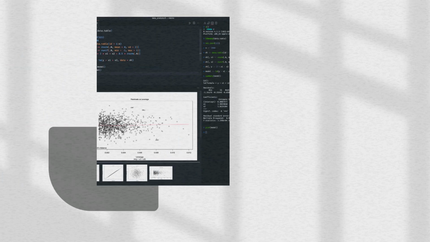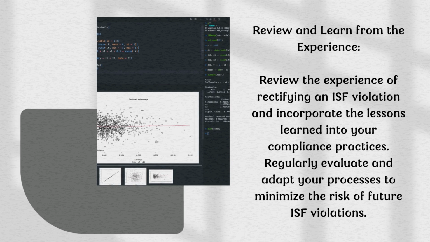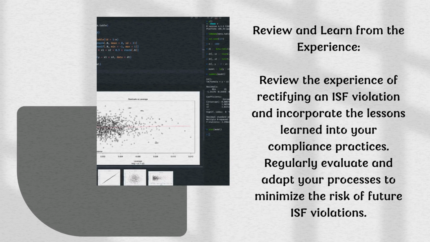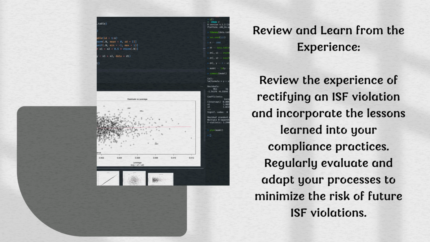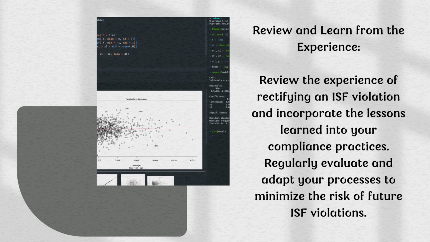Review and learn from the experience. Review the experience of rectifying an ISF violation and incorporate the lessons learned into your compliance practices. Regularly evaluate and adapt your processes to minimize the risk of future ISF violations.